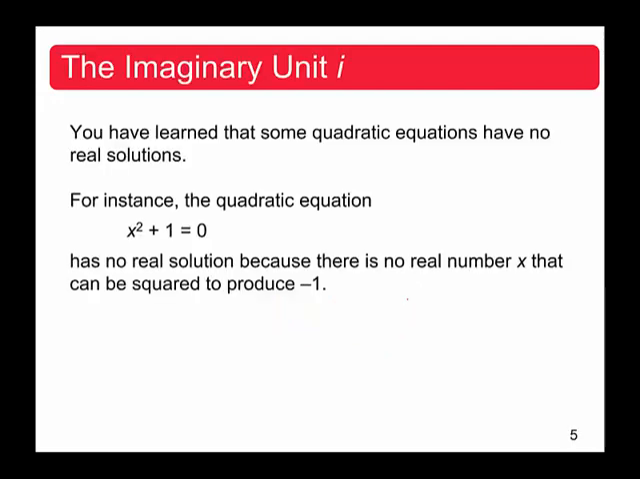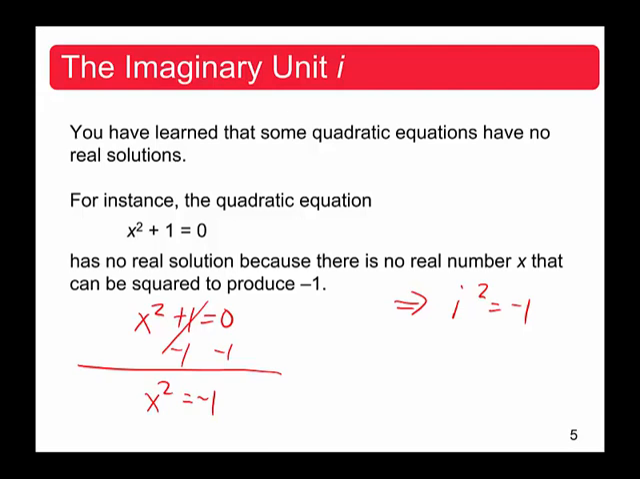So now we have learned some quadratic equations have no real solution. For example, like x squared plus 1 equals 0. If you look at it, there's no real solution because there's no real number such that after you square the number, it becomes -1. But once we learn the complex number, since we know i squared equal to -1, now if you look at this, subtract 1 from both sides of the equation, okay, so we get x squared equal to -1.